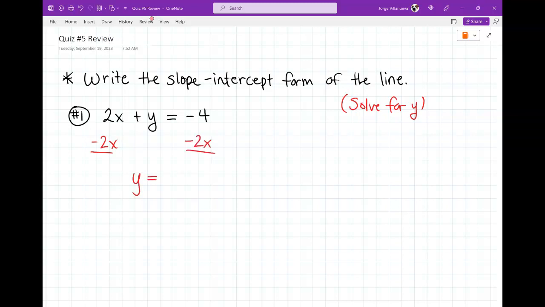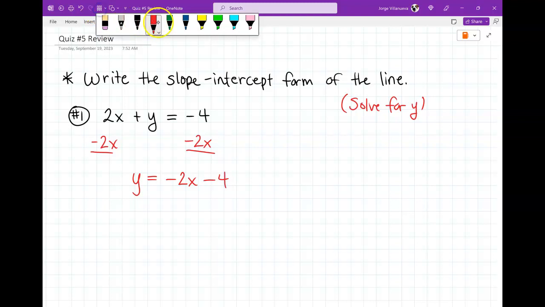Now let me show you the common mistake here. A lot of people do this when they're not sure what they're doing. This is wrong. You cannot subtract negative 4 and a negative 2x, right? One has a variable, one does not. So just write them in the correct order, negative 2x minus 4.